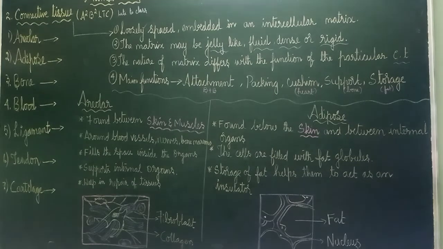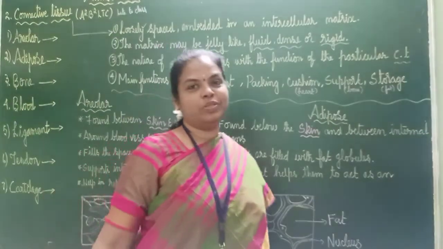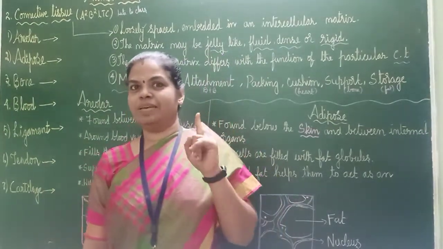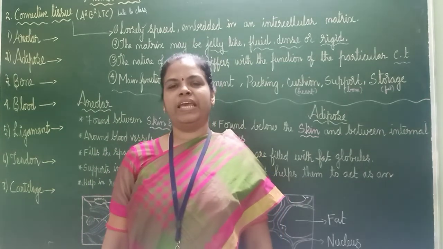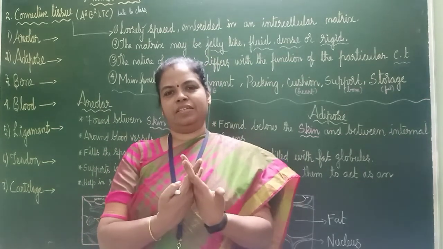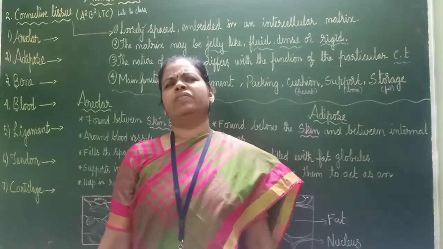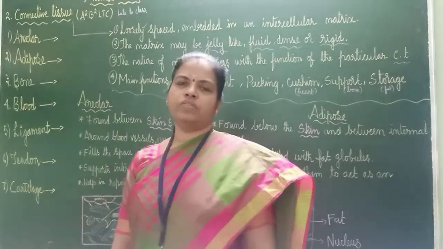Good morning, children. Today we are going to see the next animal tissue. Which is the next animal tissue? The first animal tissue we have studied is epithelial tissue, no? The second one is connective tissue. The name itself tells that it is connecting. What it is going to connect, we'll see. And we are going to study 7 different types below connective tissue.